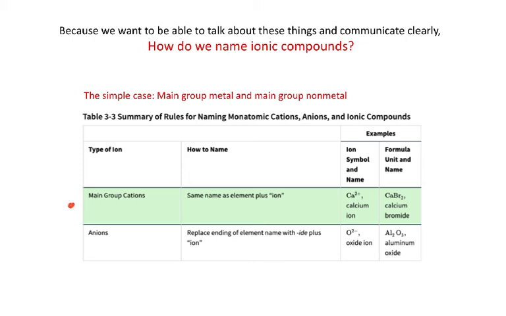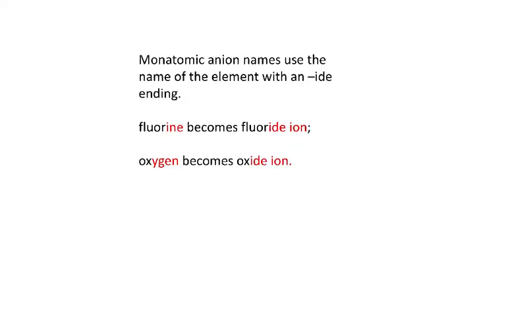Great. Now anions, the nonmetals, the negative charges, they take on a different name. And you've probably heard this before. You replace the ending of the element name with "ide," ion. So oxygen becomes oxide ion. Fluorine becomes fluoride ion. And here are those two examples so you can see how it looks. We just take off the ending, replace it with "ide" ion.